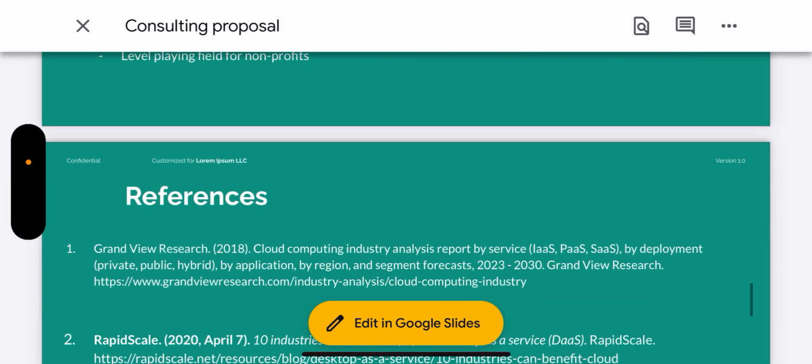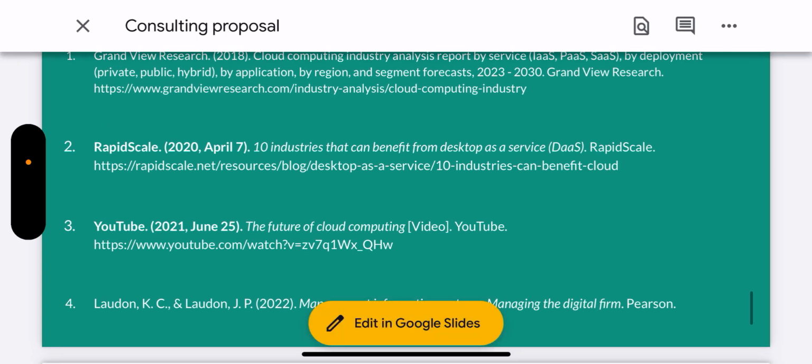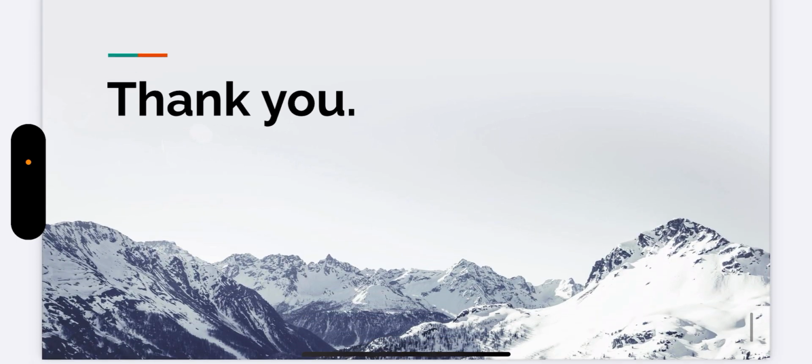And then for the next one, I have my references and some of the studies that I used overall. That's going to be it for today.